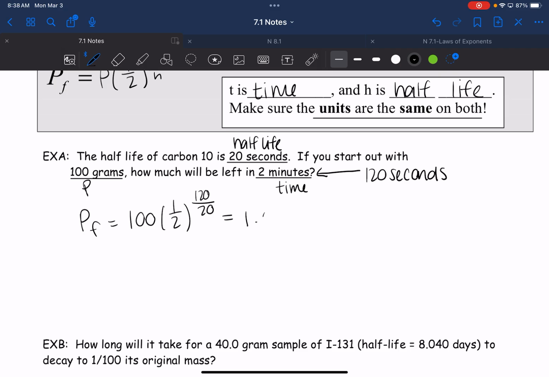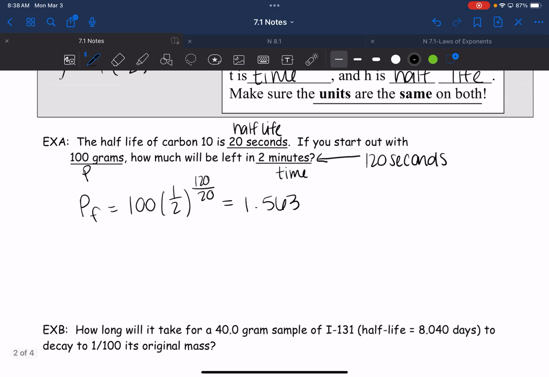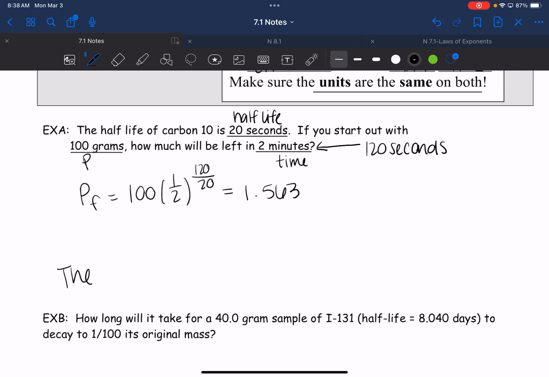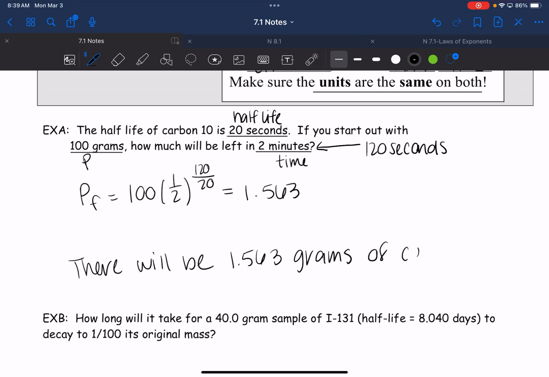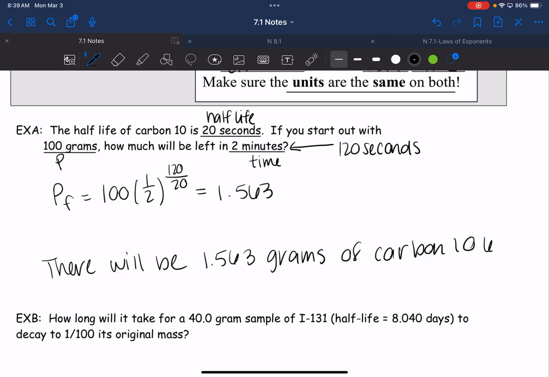All right. So we can say there will be 1.56 or 1.5625 grams of carbon-10 left. All right.